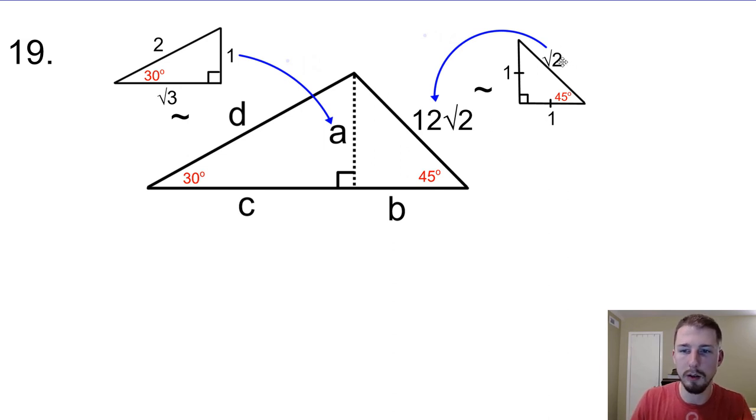Okay, so how do I go from radical 2 to 12 rad 2? Well, I'm multiplying it by 12. So what happens to the 1 and the 1? Well, they become 12 and 12. All right, so there's two of your answers.